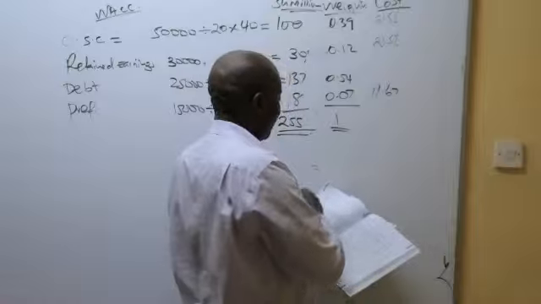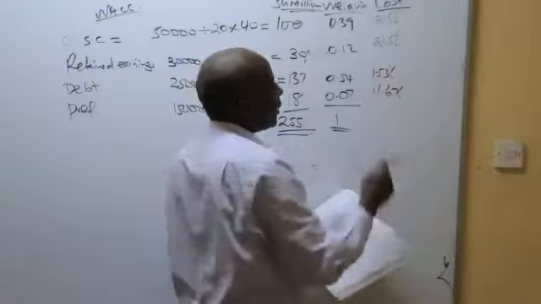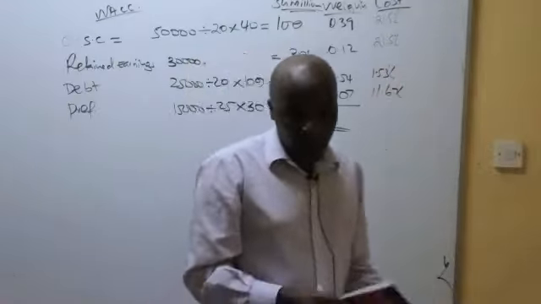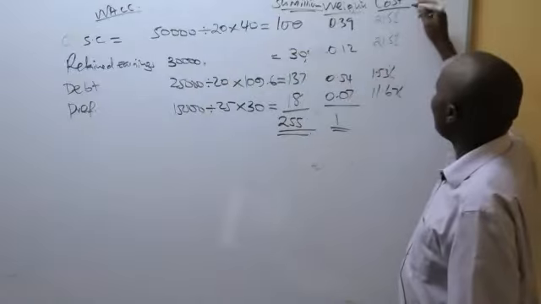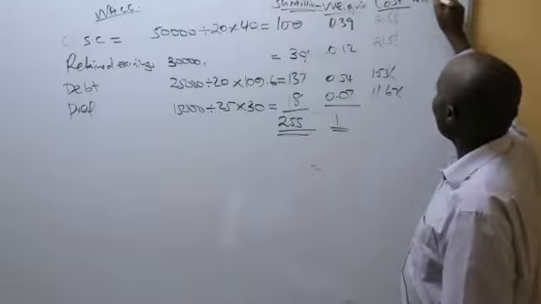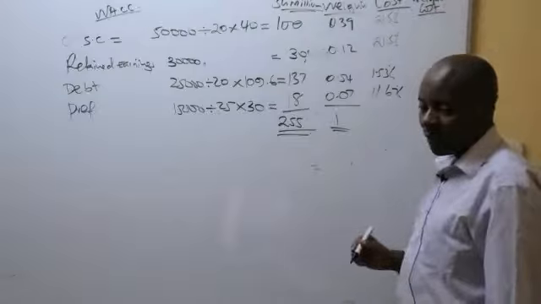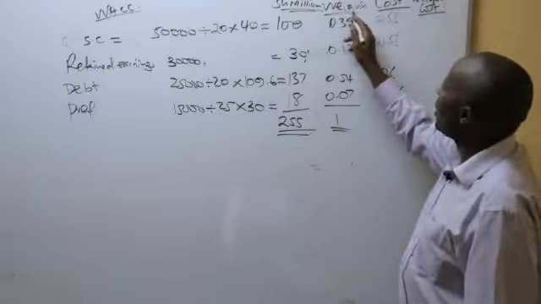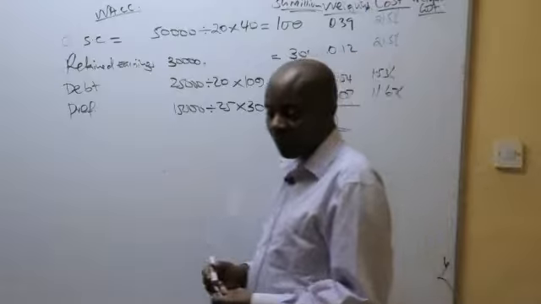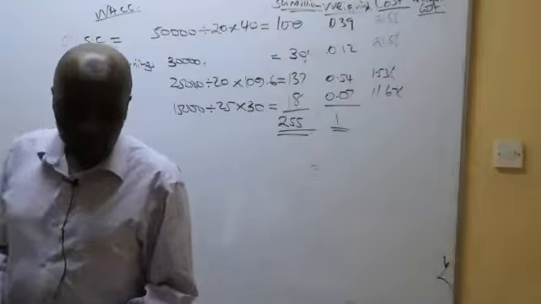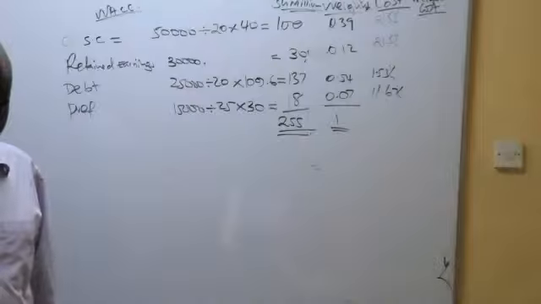1.53. So please come and give me the weighted cost at the end of the day. The weighted cost, basically we are taking this times this, to 2 decimal places. Tell me what we have.